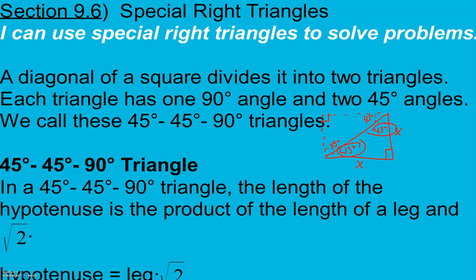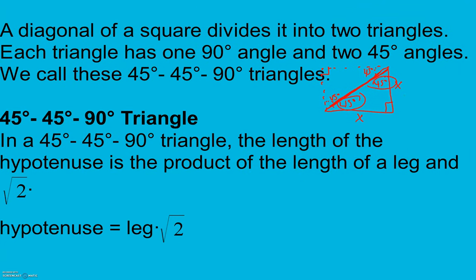So every single time here, we can find the length of our hypotenuse, our diagonal line there, the longest leg of our triangle, by taking the side length times the square root of 2. So whatever our side length is, we take that times the square root of 2 to get the length of our hypotenuse.